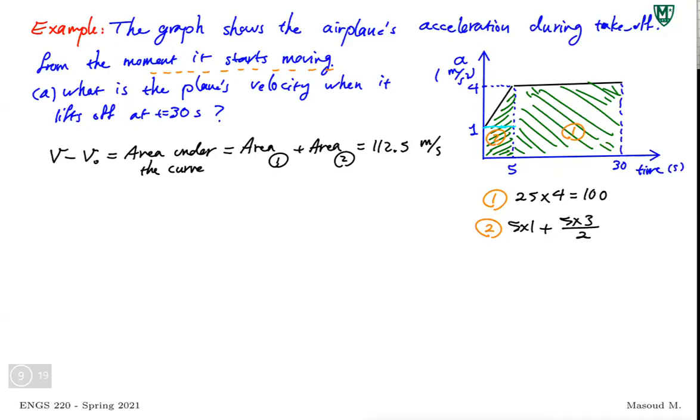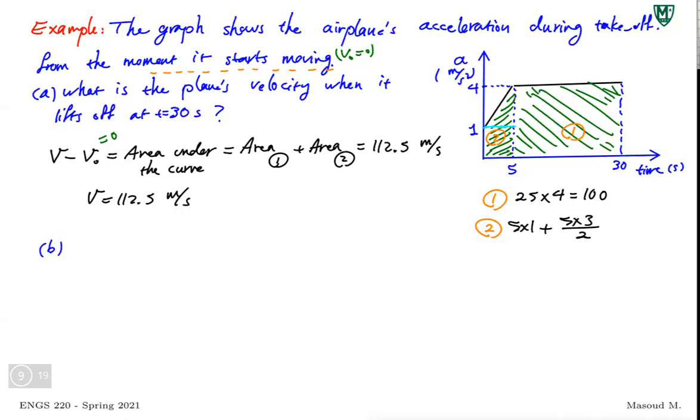So this graph basically is the story from the beginning. So v naught is 0. So your v pretty much is 112.5. So v is equal to 112.5 meters per second, because this is 0. I'll just put it here, v naught is 0. All right, so the first one was relatively easy. Now the second part. Any question on this one?